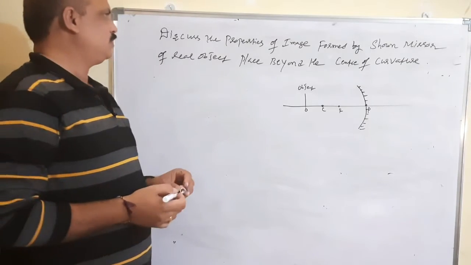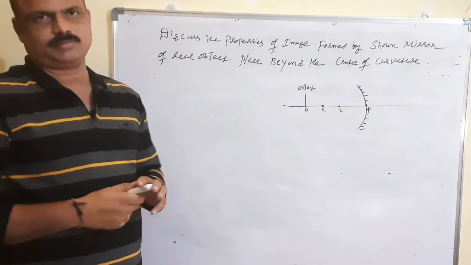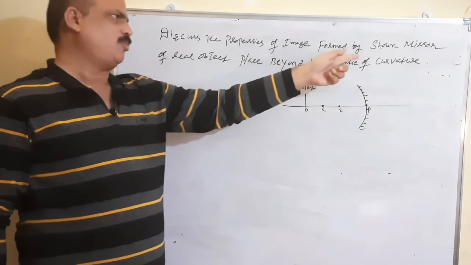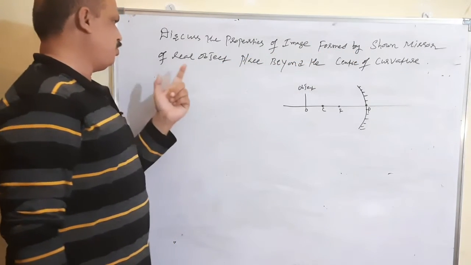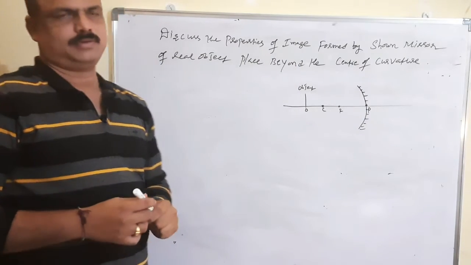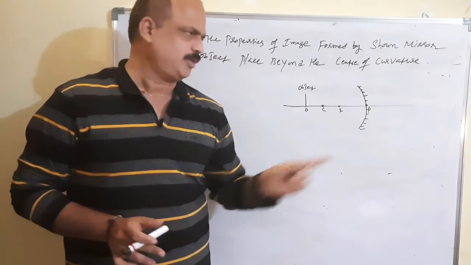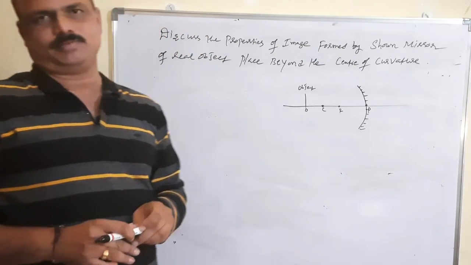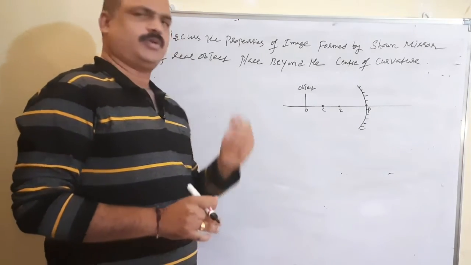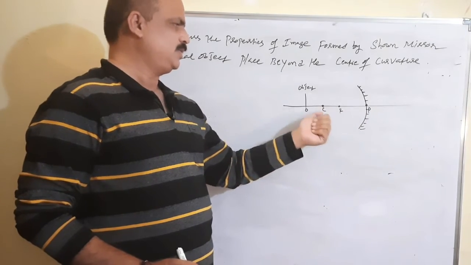Another question. This is a 10th class question. Discuss the properties of image formed by the shown mirror of a real object placed beyond the center of curvature. Here in this figure, a mirror is given. What type of mirror? That is a concave mirror. A real object is placed beyond the center of curvature. This is the pole of the mirror, this is the focus, this is the center of curvature.